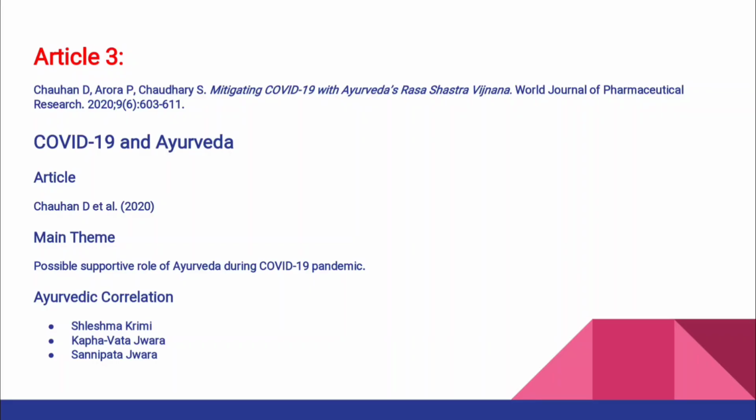Now we see here the Ayurvedic correlation of COVID-19. The author compares COVID-19 with Shleshmal Krumi. According to Ayurveda, Krumi means microorganisms. Shleshmal Krumi are kapha-dominating infectious organisms.